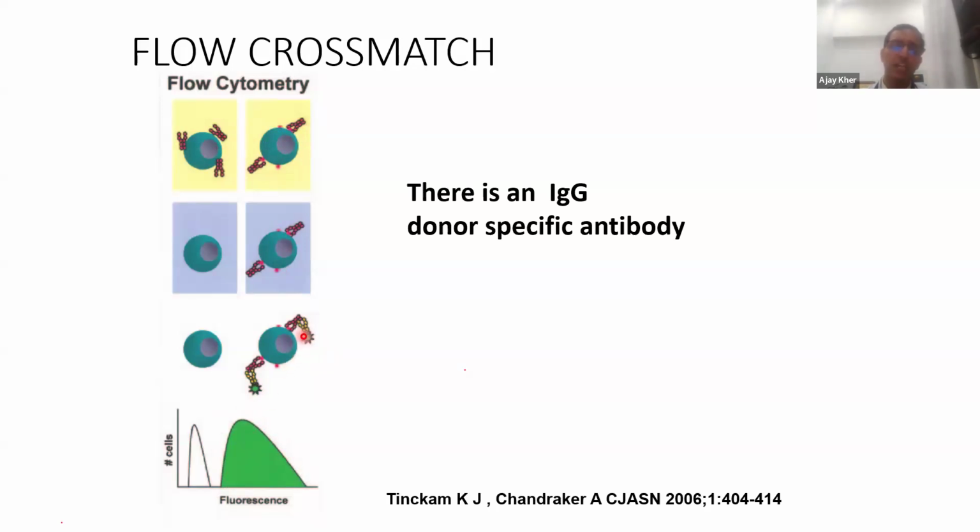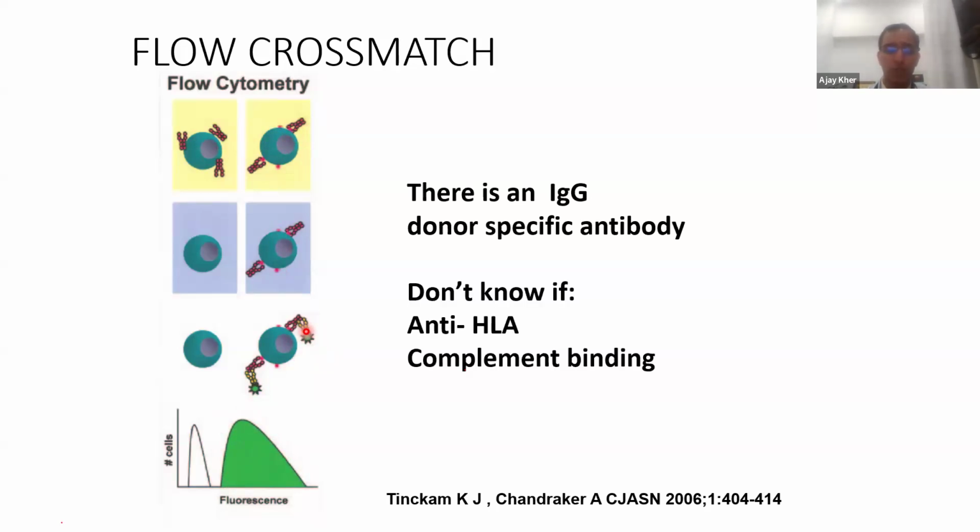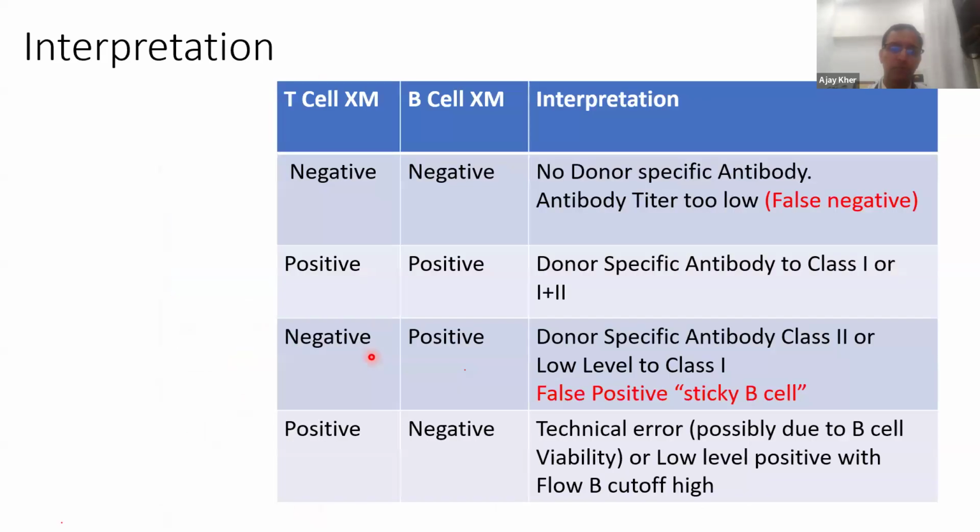So because this is an anti-IgG that is there, what it doesn't tell you is whether it is HLA antibody or whether it is any other kind of donor antibody. So again, what it won't tell you is whether it is anti-HLA or whether it is complement binding. So for complement binding, you would need the CDC.